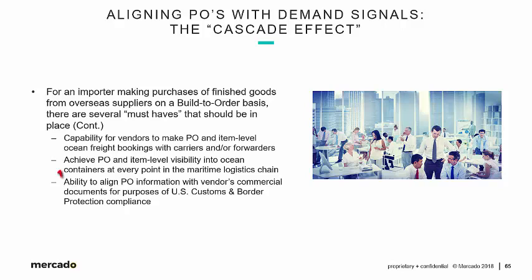Last point on this slide, we also need the ability to align PO information off of the purchase order with those subsequent documents that we've talked about so many times, with the vendor's commercial documents. The commercial invoice, the packing list, etc. For what? For purposes of U.S. Customs and Border Protection, compliance, and ultimately, customs clearance. Classic example of the cascade effects of goods physically moving across the supply chain, but accompanied by easily identifiable and trackable documents that drive downstream activities. In this instance, in the end, customs compliance and U.S. customs clearance.